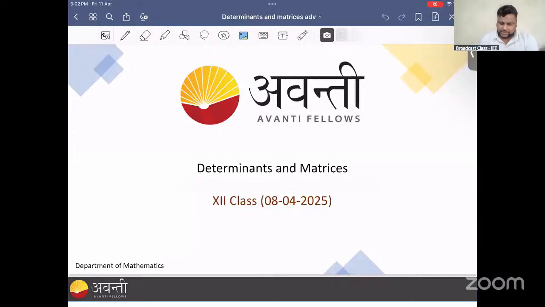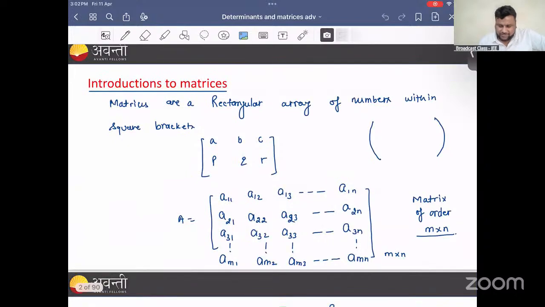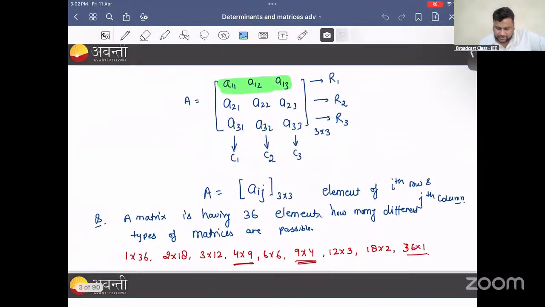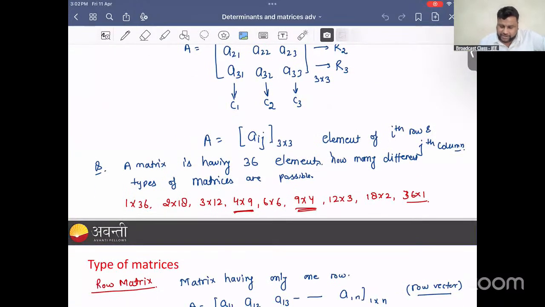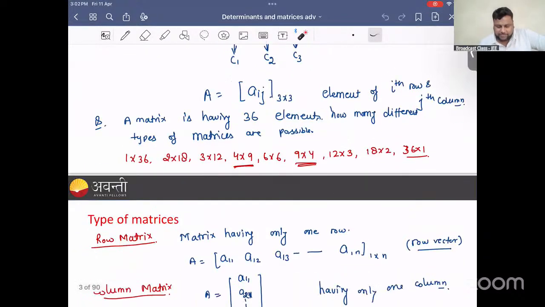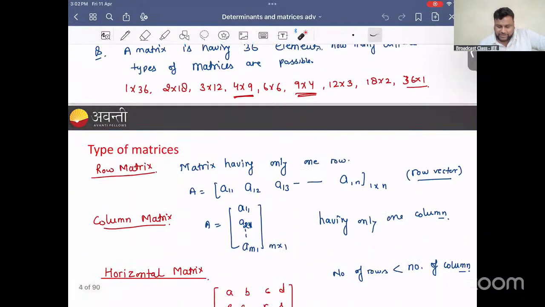So in the last class, we started with matrices. First of all, introduction to matrices. A matrix is a rectangular array of numbers within square brackets. Then a standard appearance of a matrix is like this: Aij, say of order 3 by 3. This order can be 2 by 3, 5 by 3, 1 by 3, anything. And then we have done a question.